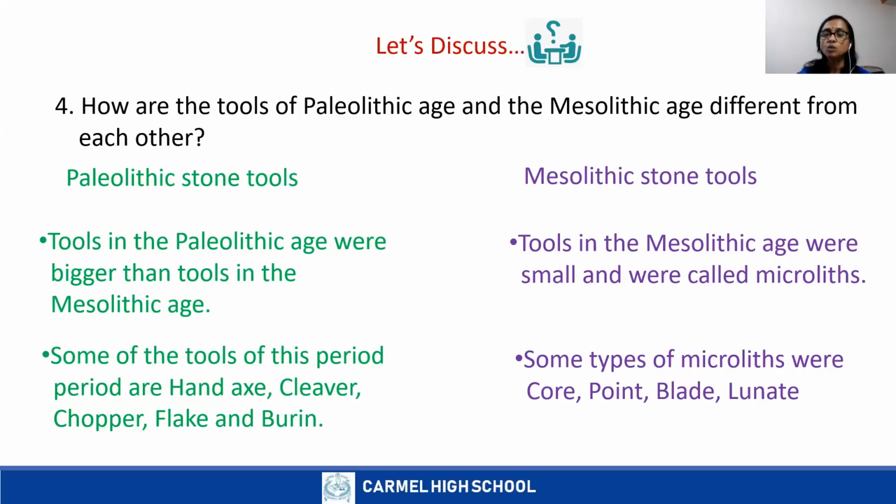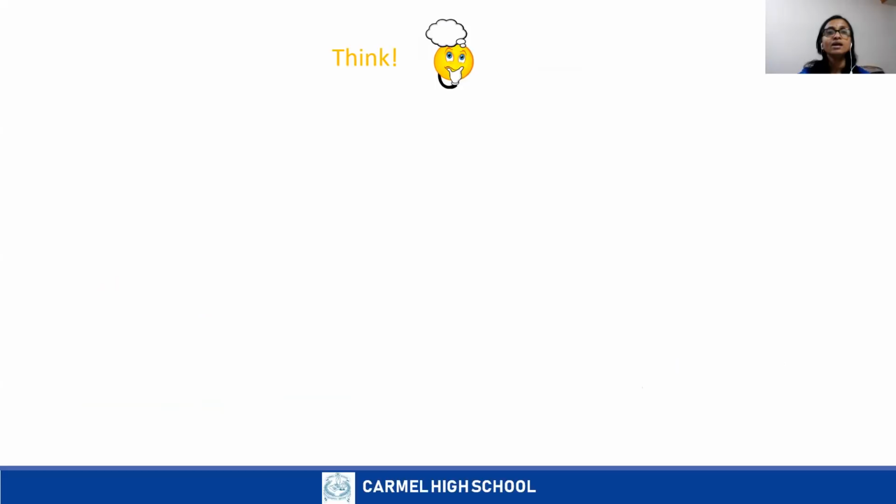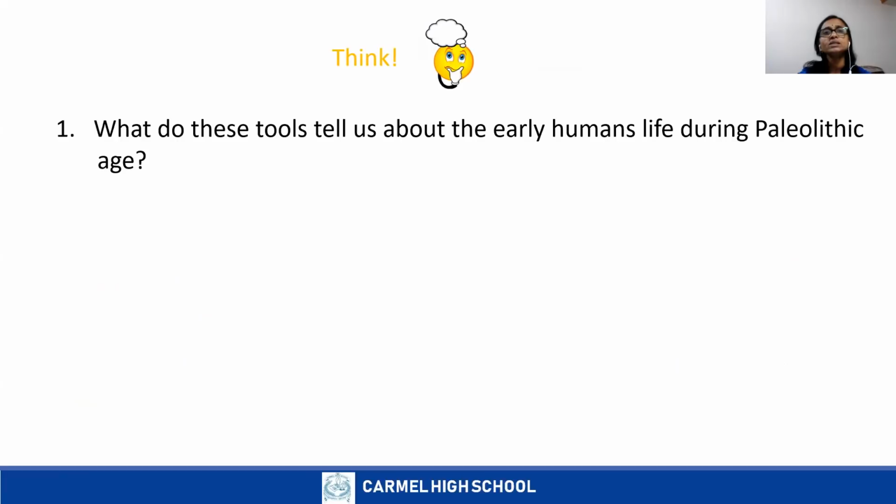Now let us think and answer. The question is, what do these tools tell us about the early human's life during the Paleolithic age? You have already learned about the tools of two different periods, Paleolithic and Mesolithic. So what do these tools tell us about the early human's life during the Paleolithic age, or old stone age? Okay, Paleolithic age is the old stone age.